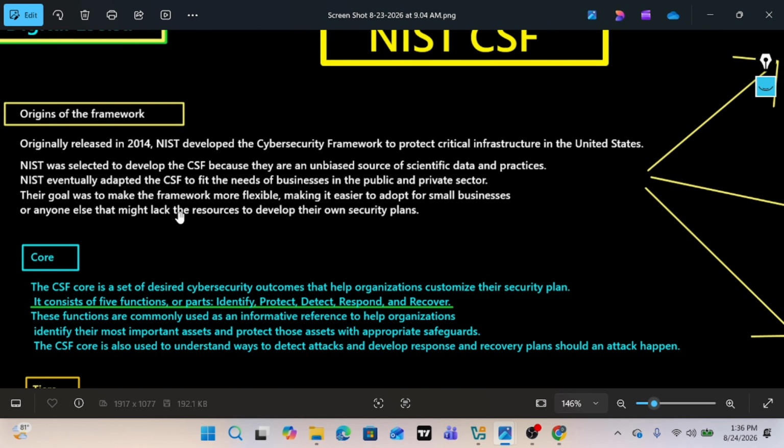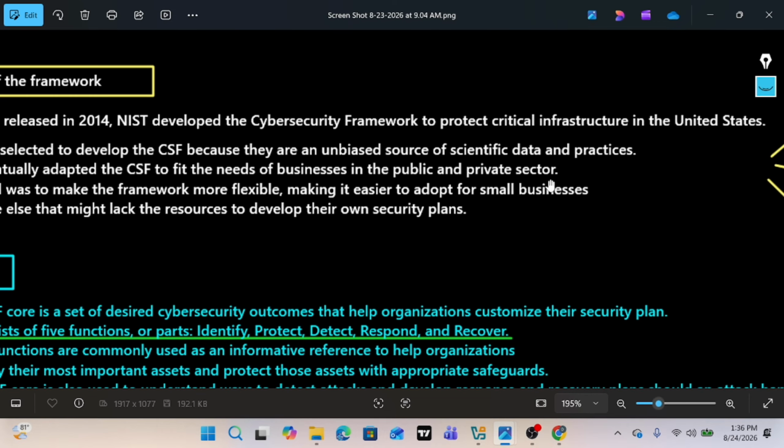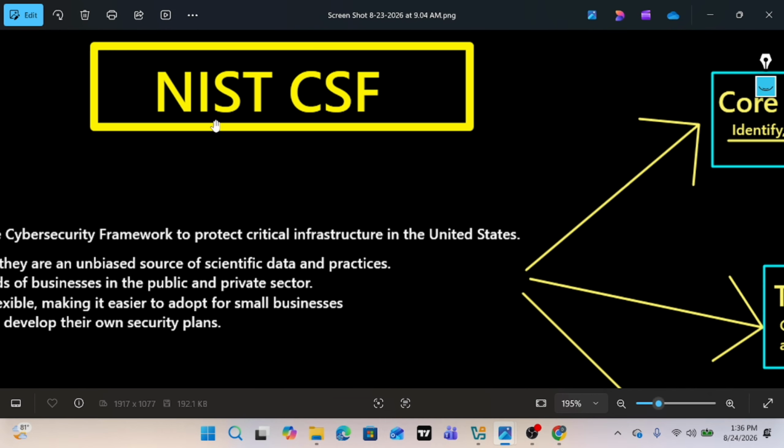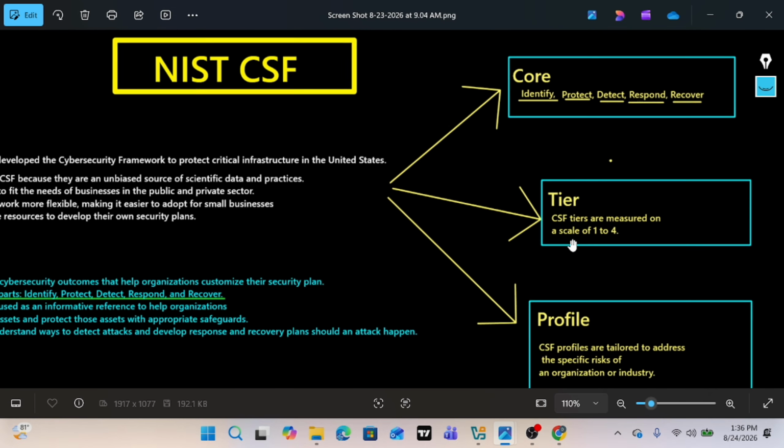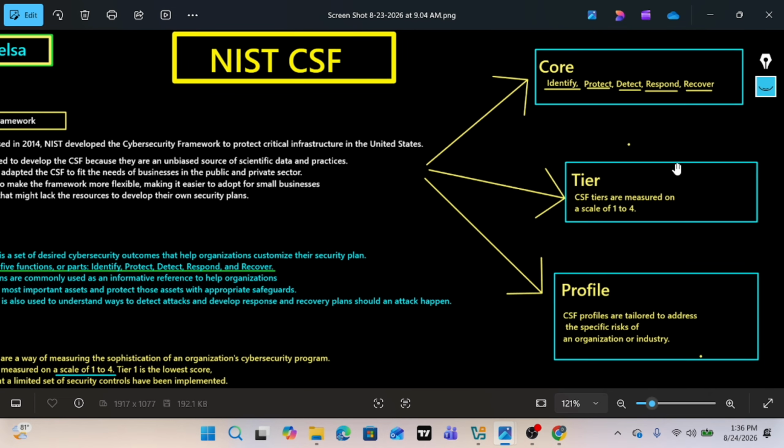Their goal actually is to make the framework more flexible and easier for small businesses and organizations to adopt, especially those that lack the resources to develop their own security plan. You can make use of the NIST cybersecurity framework, make use of the NIST plan, and then modify it to suit the goal and the need of your organization.